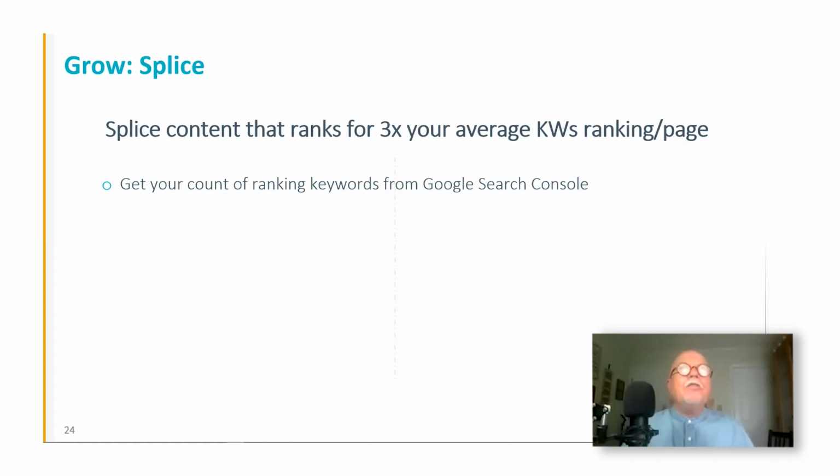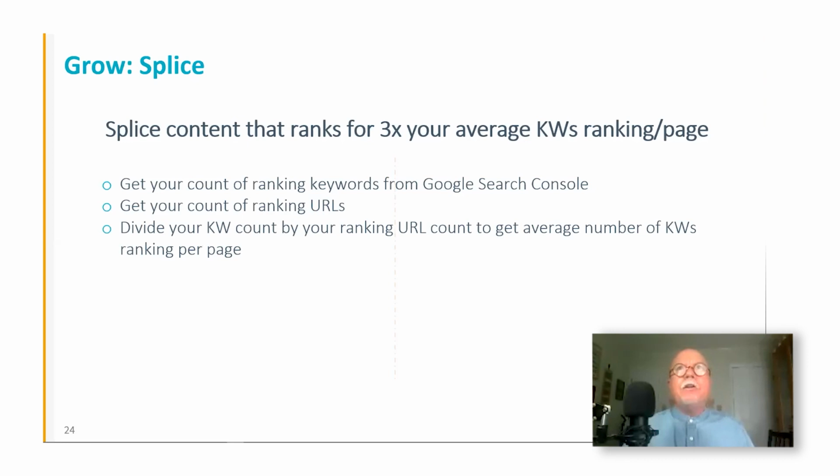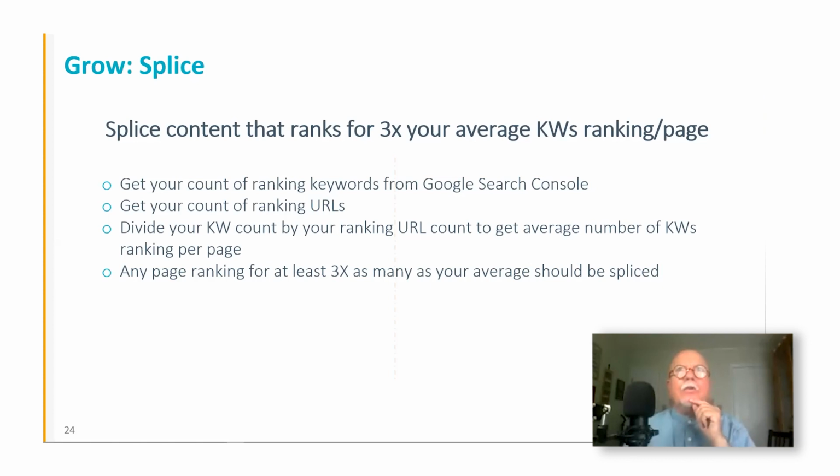That's awesome. So you're going to get your count of ranking keywords, and I'll show you how to do that in a moment. You're also going to get your count of ranking URLs. That means the URLs and keywords that Google is actually using to send traffic to your site, or at least showing in search. It may not be sending traffic, so it's better to say these are at least showing on search result pages. Then you divide one by the other, and that will give you your average number of keywords ranking per page. Now let's show you how you do that in Google Search Console.